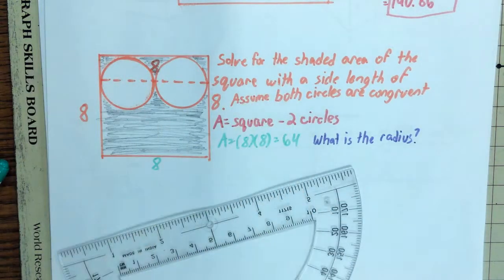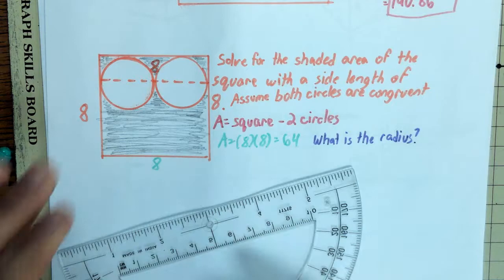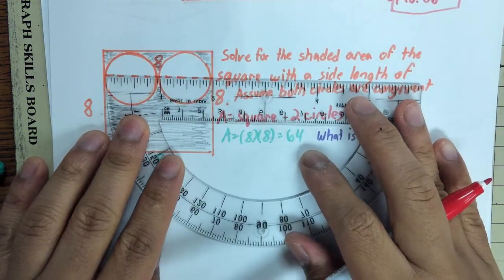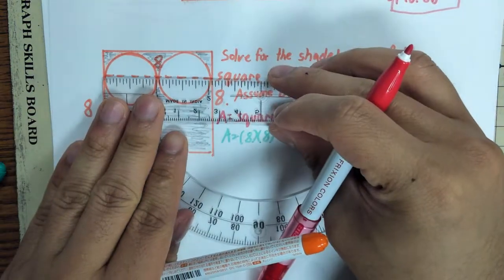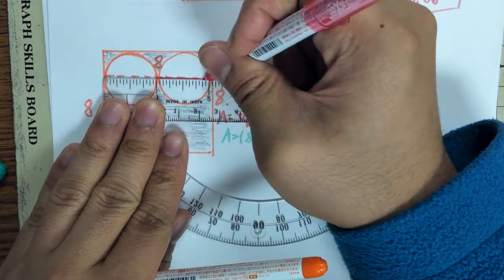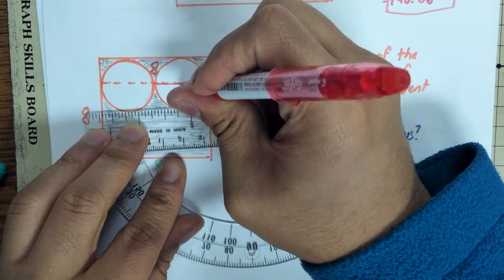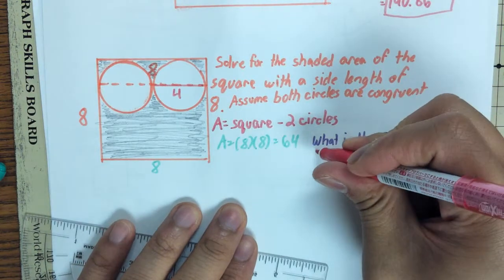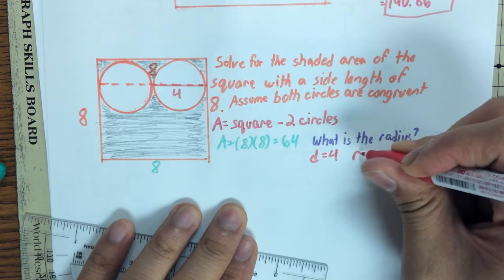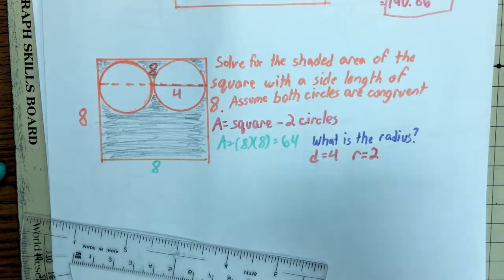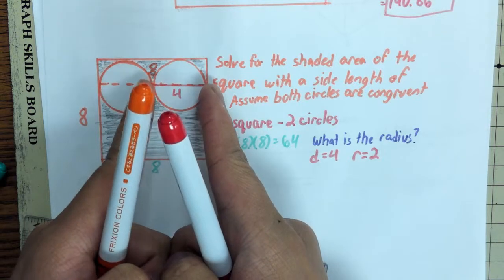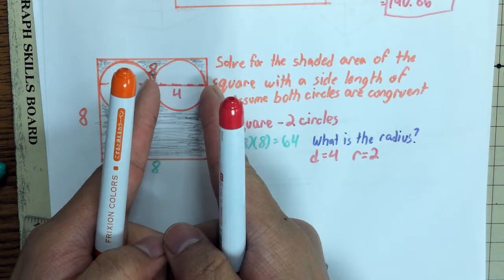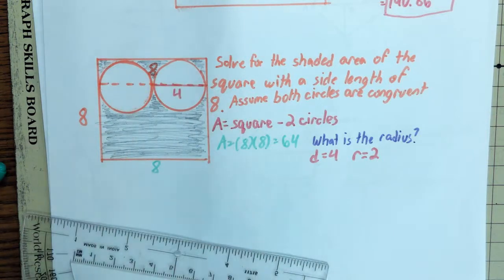We have 2 circles. That means 8 divided by 2 gets me 4. So my diameter equals 4, which means radius is half of that. Radius is 2. Right? The 2 circles together make 8. Cut that in half for 1 circle, that's 4. And then 4 is your diameter, which means cut that again in half, radius is 2. So now we can look at my area.